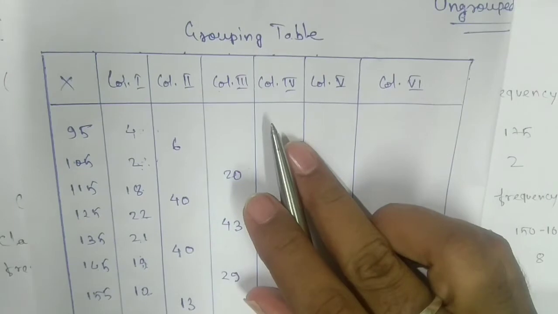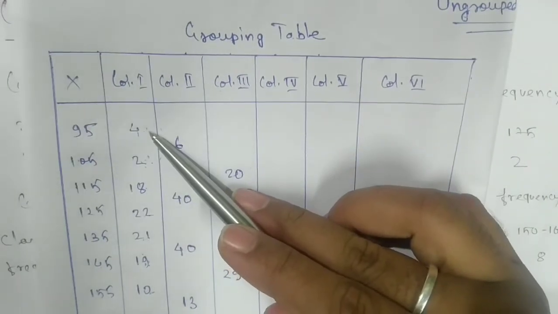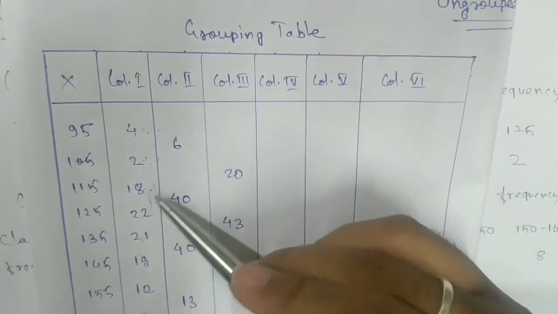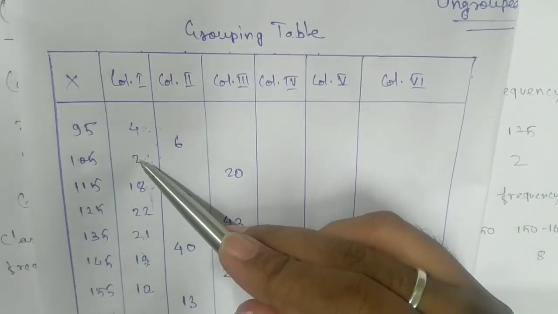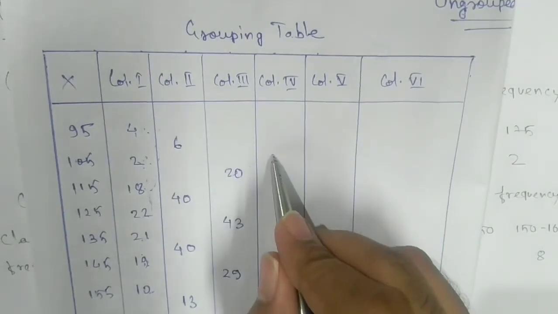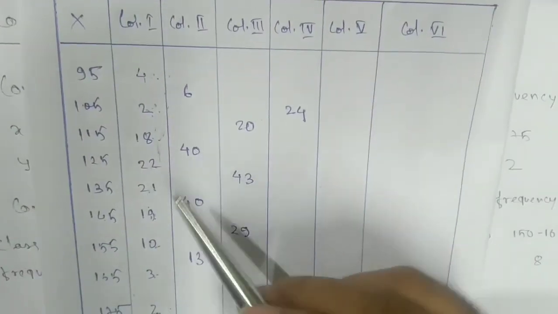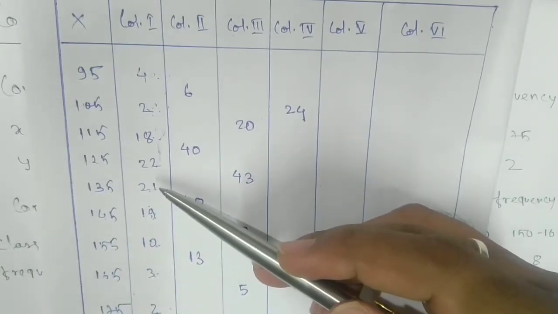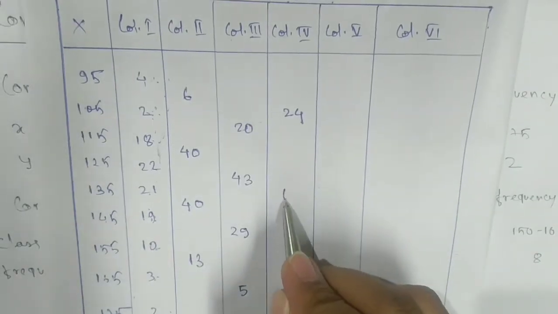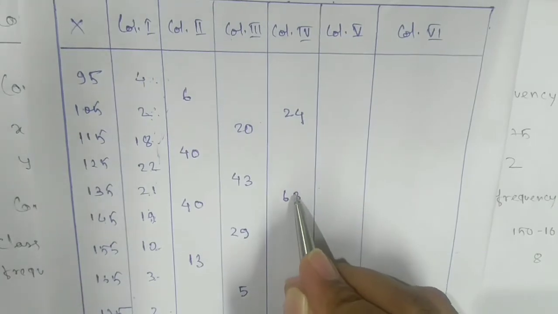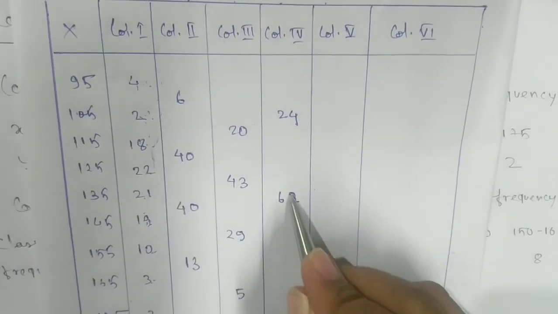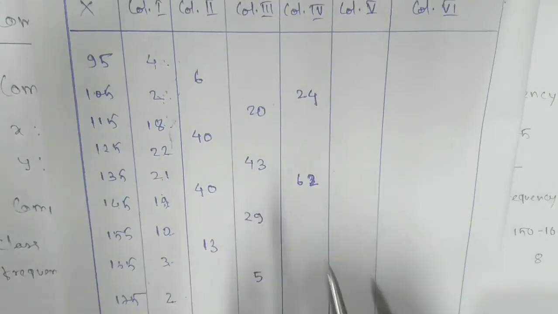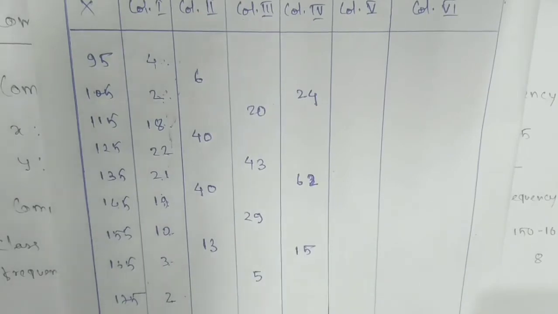For the fourth column, rule is what? Starting from first, take 3 pair. Okay, 3 numbers, 3 frequencies at a time. So add it. How many will get? 20 plus 4, 24. Okay. Next, 3, add it. How many will get? 22. Yes, 62. Okay. Next, add this 3. How many will get? 15. Put it here. Okay.